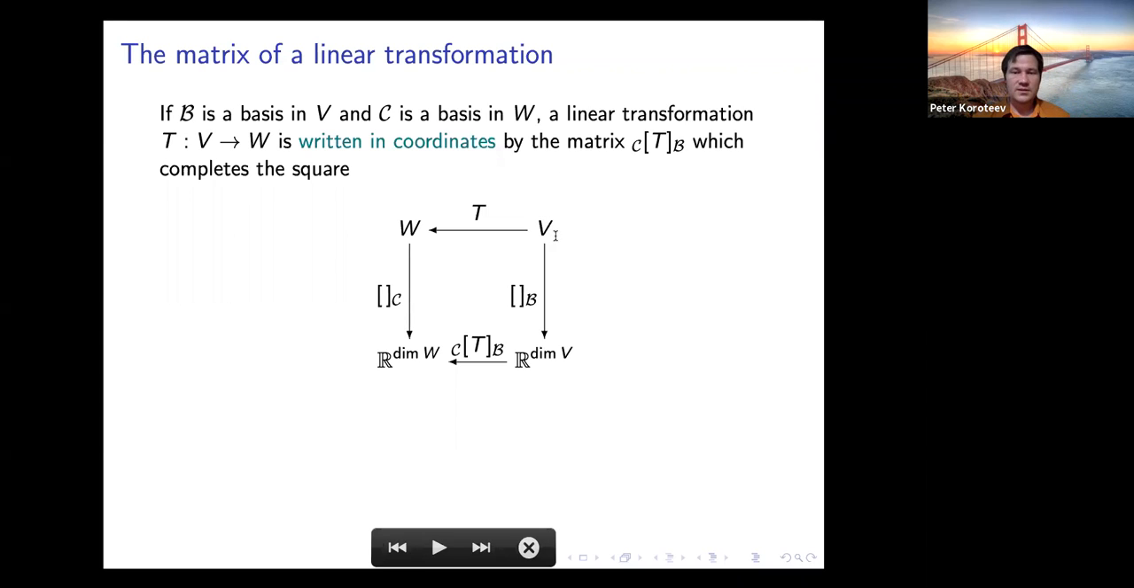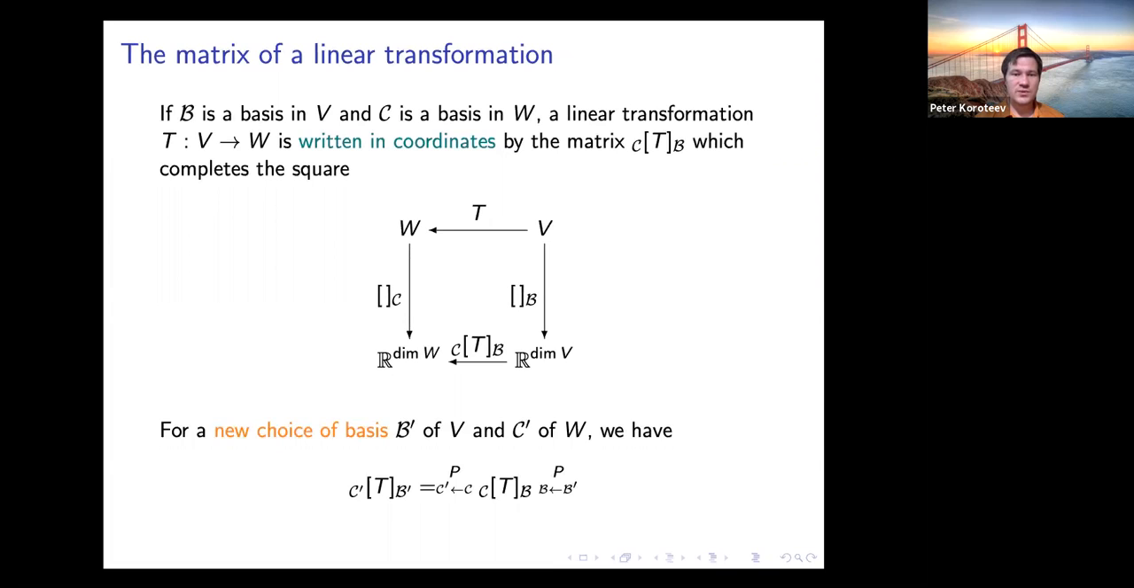But we know that V is a vector space, so we can pick a basis, right? So we can map it to R to the dimension of V. If V has dimension n, it will be Rn. If W has dimension m, it will be Rm. So this matrix that we're talking about would complete this commutative square. You can either go horizontally and then vertically, or vertically and then horizontally. You must arrive at the same element here.